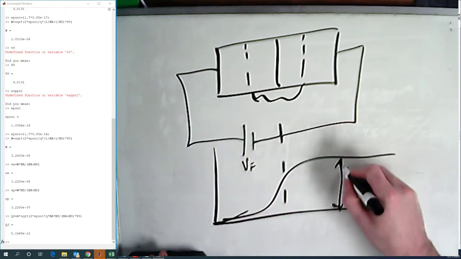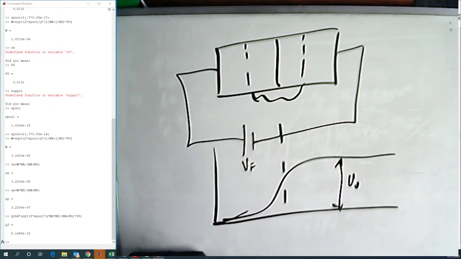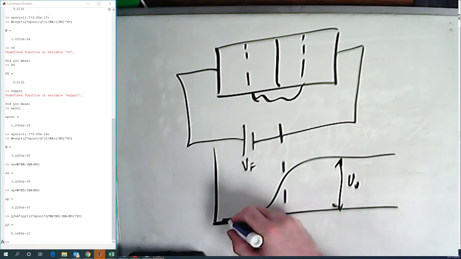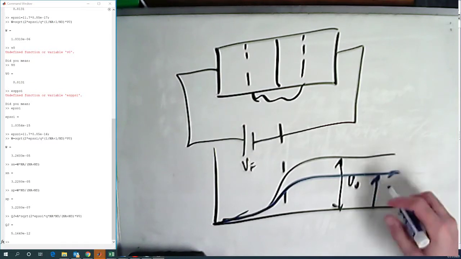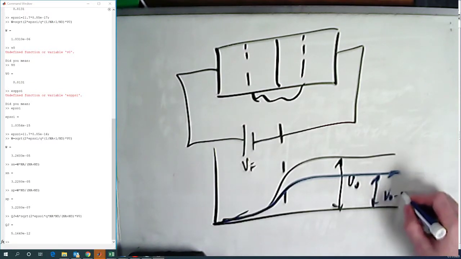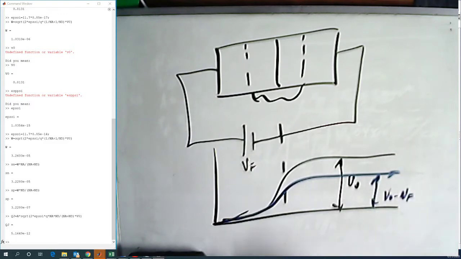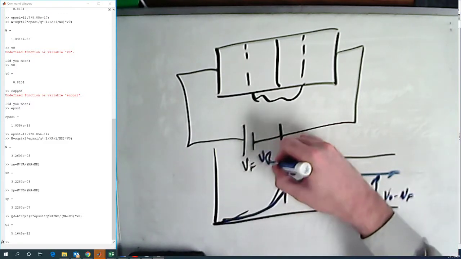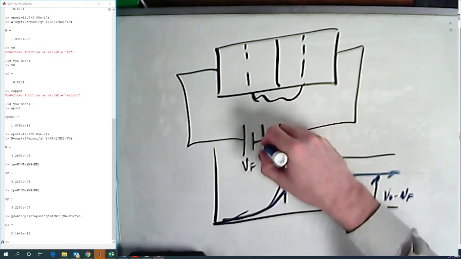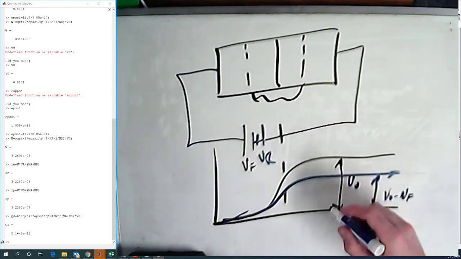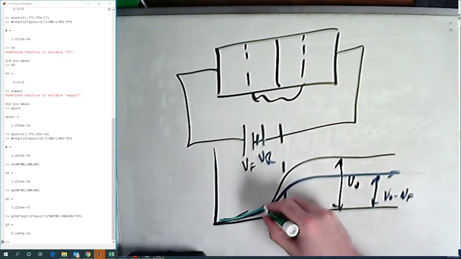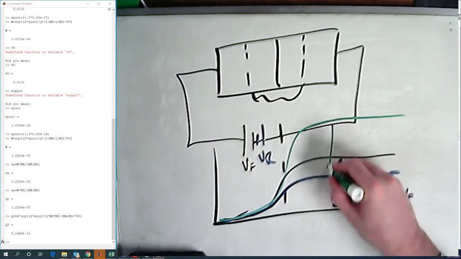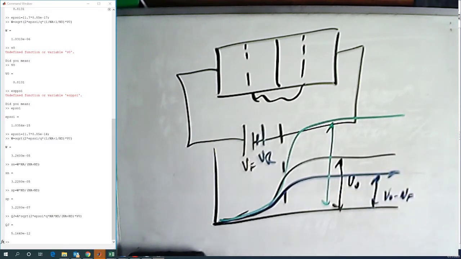Okay, this was V0. If I apply VF, we end up with something. This is going to drop and be V0 minus VF, forward voltage. If I apply a V reverse, which is going to be obviously in the opposite direction, let me do that in green. It's going to increase this junction.